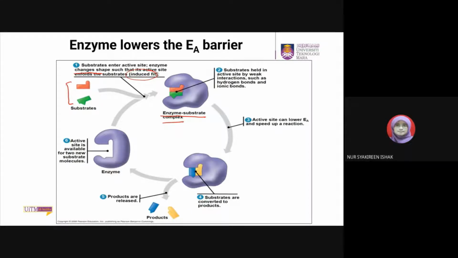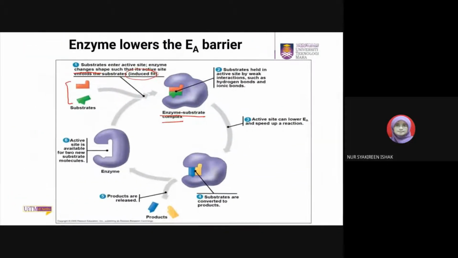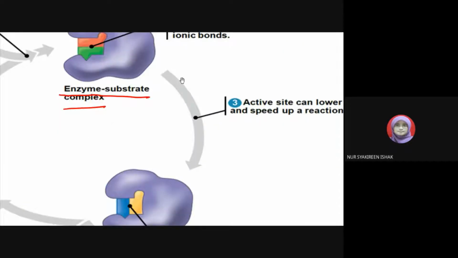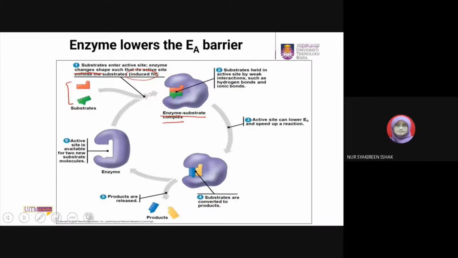Next, substrate held in active site by weak interactions such as hydrogen bonds and ionic bonds. We have learned, right, that proteins, enzymes, are globular proteins. We learned that earlier in chapter 1.